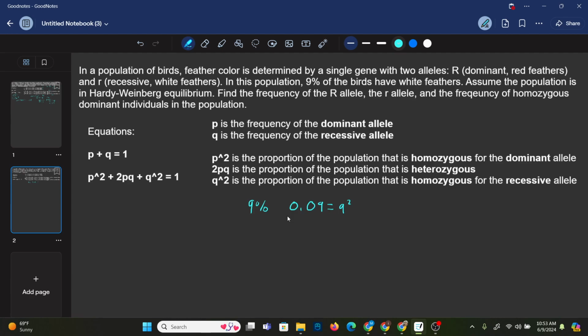q squared. So to find q, which is the frequency of the recessive allele, which is little r, we take the square root of both sides, and we get q equals 0.3. And so this is the answer to the second question, which is the frequency of the little r allele, which is the recessive allele.